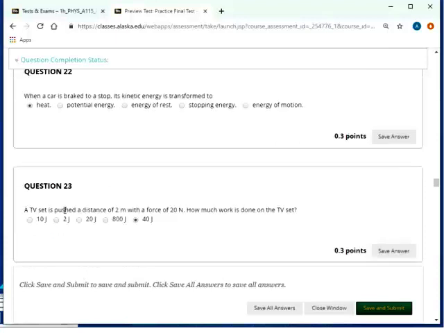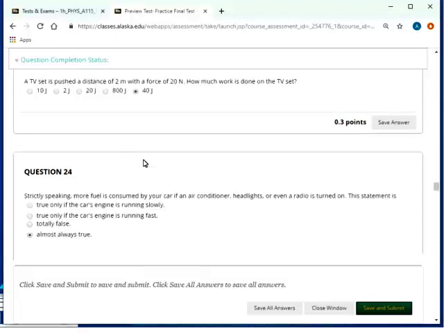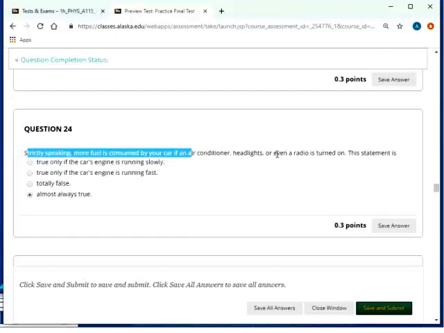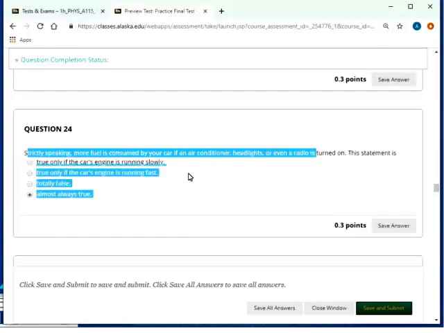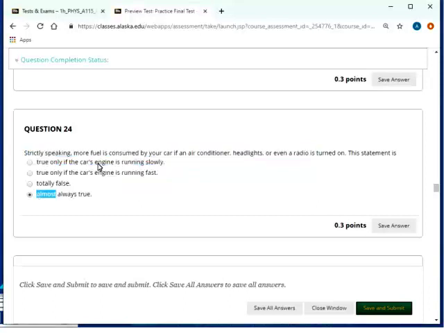All right, a TV set is pushed a distance of 2 meters with a force of 20 newtons, so 20 newtons times 2 meters is 40 joules. Strictly speaking, more fuel is consumed by a car if an air conditioner, headlights, or even the radio turn on, the statement is almost always true. I still don't get the word almost. To me, that is always true.